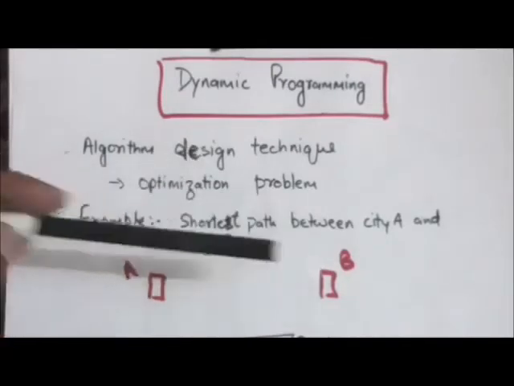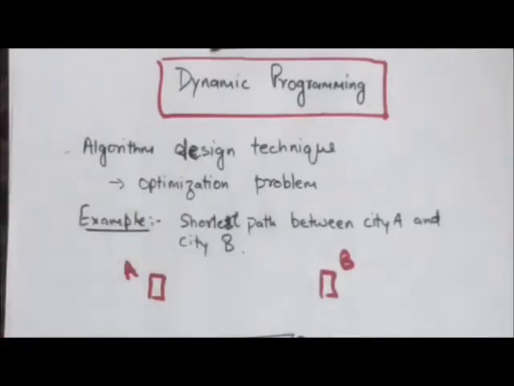Between city A and city B there are many paths, and with each path there is a value. Each path has a particular distance. Now we have to find a path with minimum distance. So we have to find a solution with optimal value, the solution with minimum value. We have to find that path whose distance is minimum. So this problem is an optimization problem.